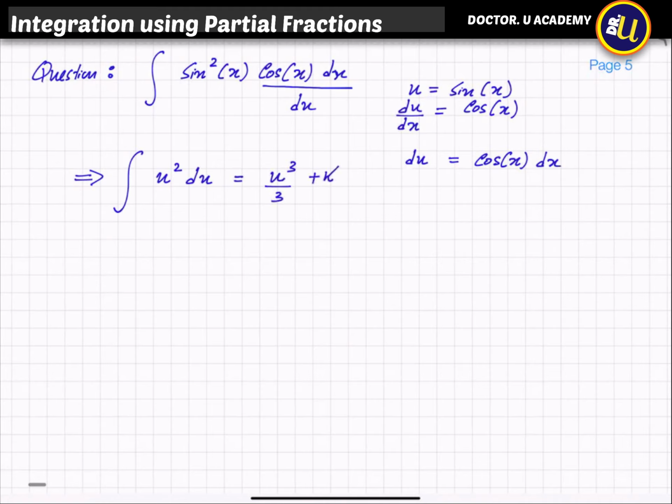Now what is u here? Sine x, so it's going to be sine cubed x divided by 3 plus k. That's the answer.